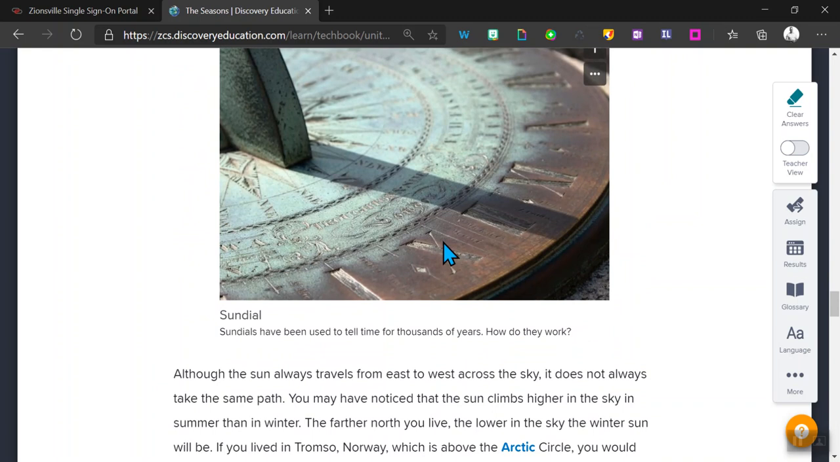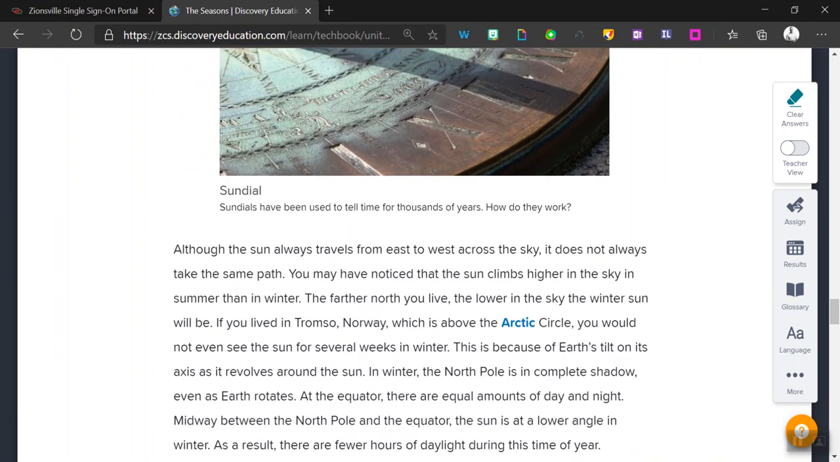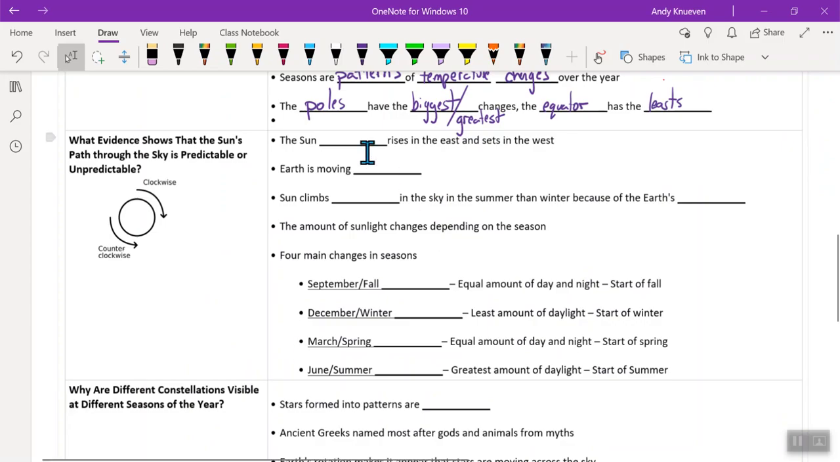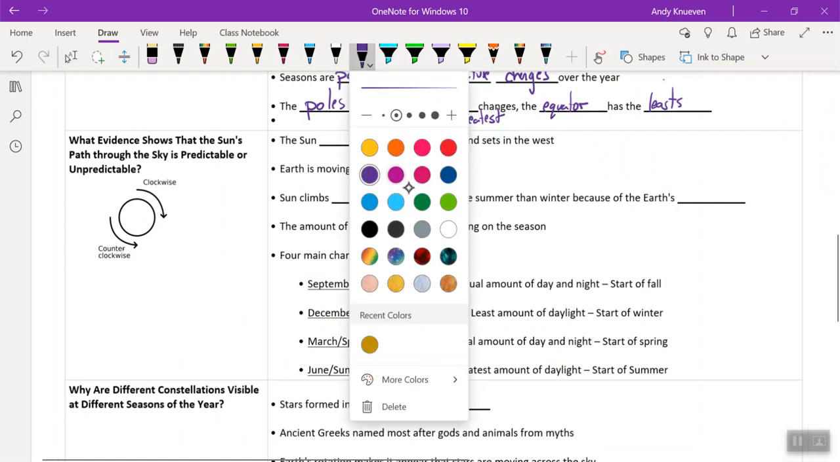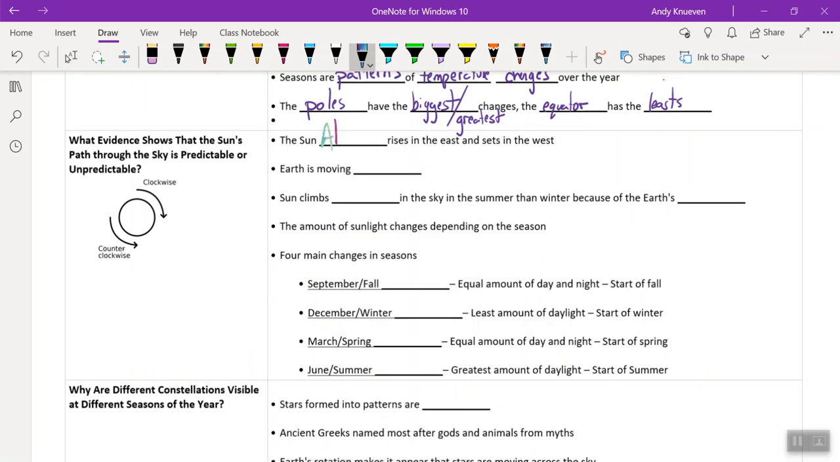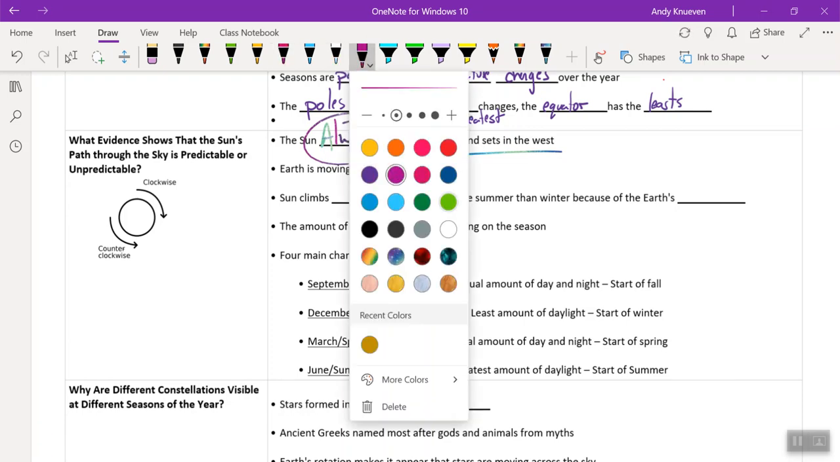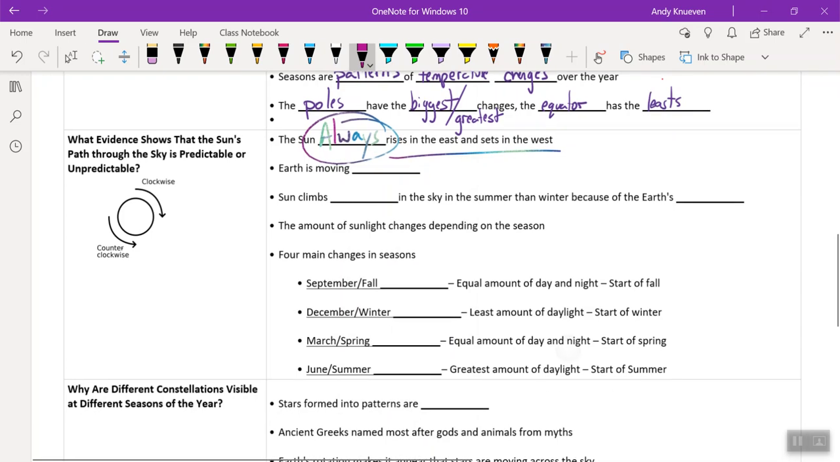So let's look at our notes and fill in some areas there. The sun always, and this is a big one, always rises in the east and sets in the west. So Earth is moving. Go back to our purple there. All right, let's do it a little bit lighter. Earth is moving counterclockwise.